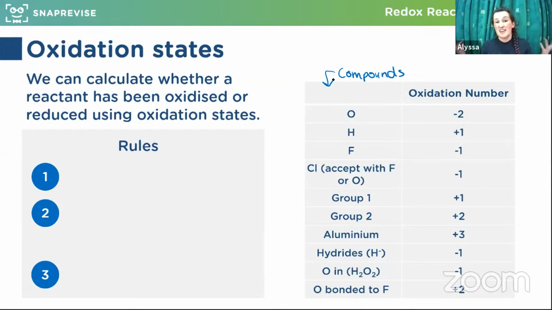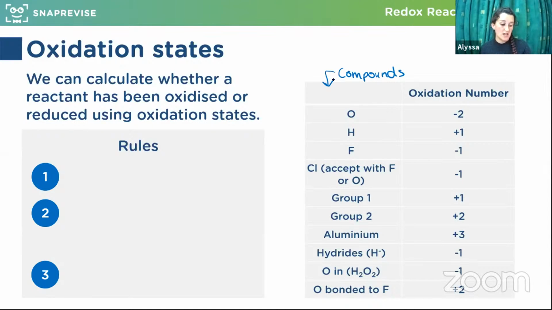So when you're looking at an element, for example, or when you're looking at a molecule, or when you're looking at an ion, or whatever, what rules do we go by in order to determine oxidation states? Anybody know?